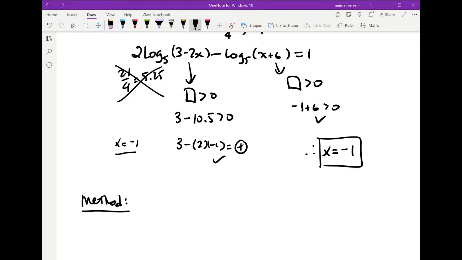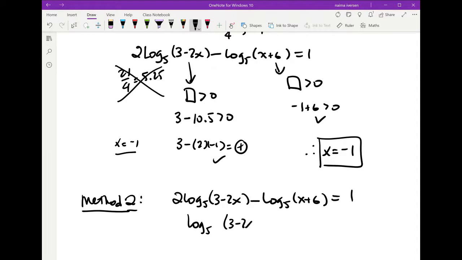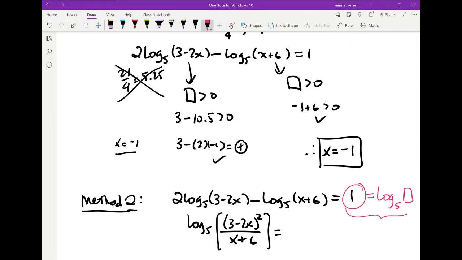It would solve the same way. Method 2. It would look like this: 2 log base 5 of (3 minus 2x) minus log base 5 of (x plus 6) equals 1. So log base 5 of (3 minus 2x) squared over (x plus 6). If you're comfortable enough with your log properties, you may go right into this step, but do not skip this step. On the other side, this guy right here has to be log base 5 of something. So log base 5 of something equals 1. If you can't think of what the something is, change it to exponent form. Solve this little equation. Base is 5, exponent is 1, leftover is that guy.